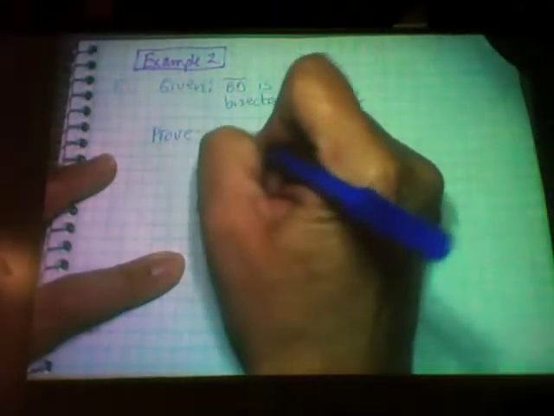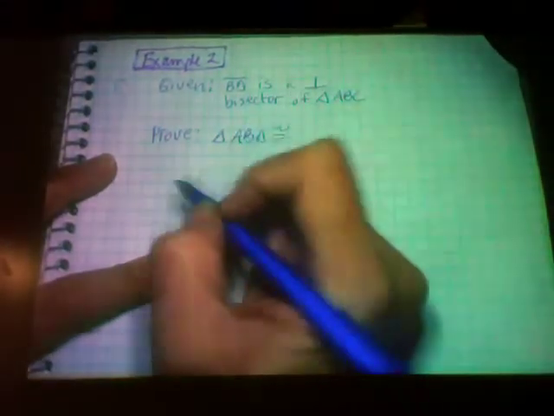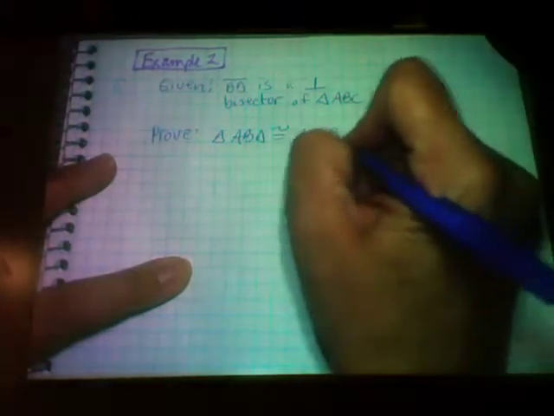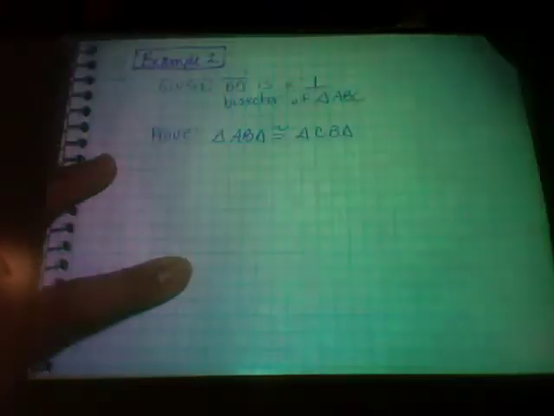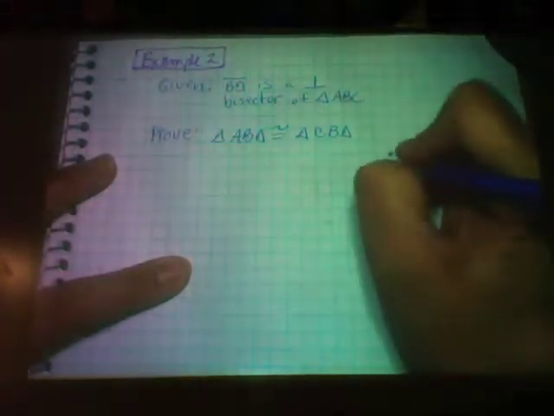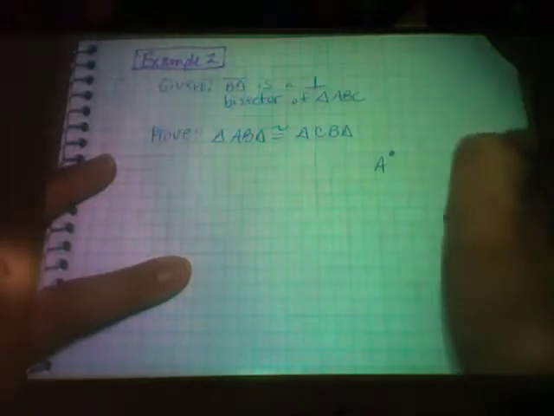Your job is to prove that triangle ABD is congruent to triangle CBD. Here's your picture. Here's A and B.